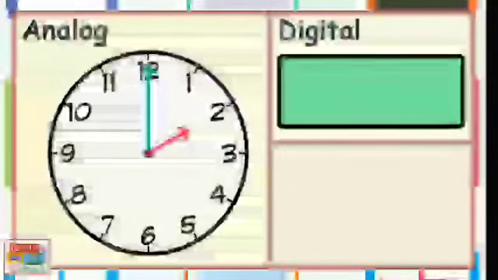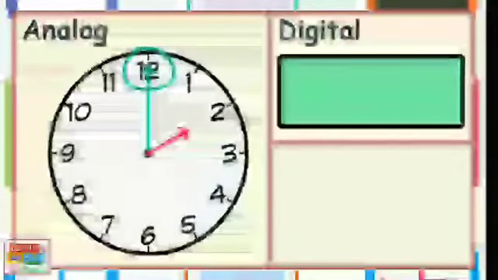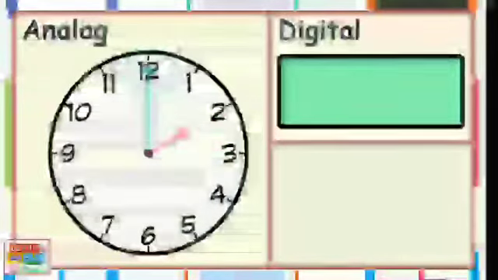Try to remember the basics. When the minute hand is pointing at the number 12, it is something o'clock. So then look at the hour hand to tell you what that something o'clock is.